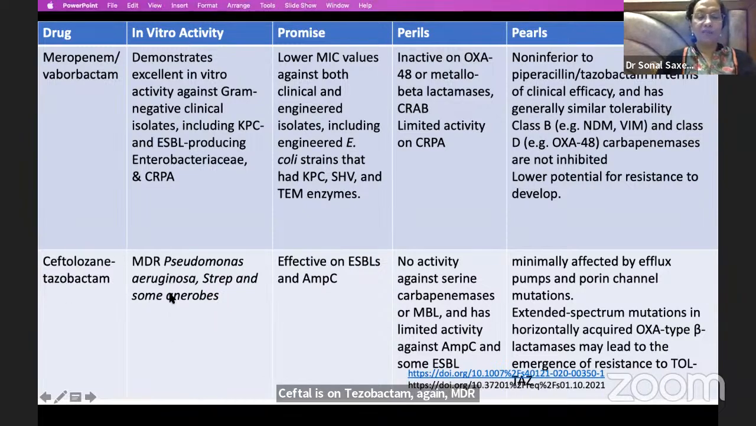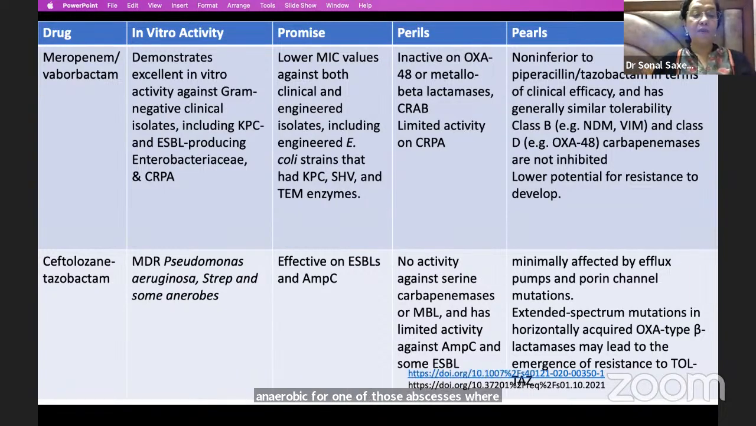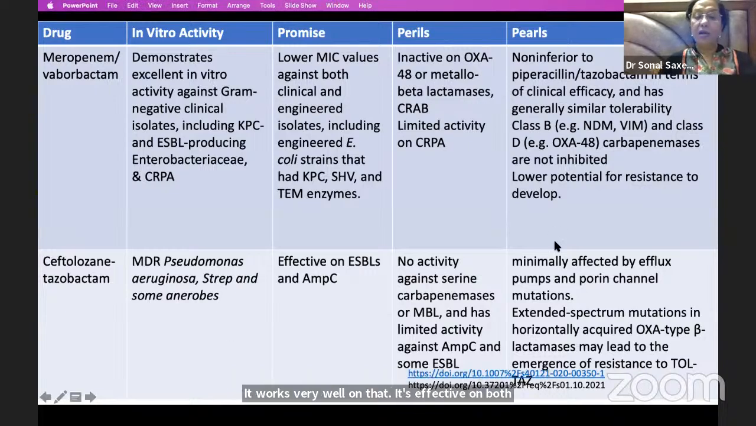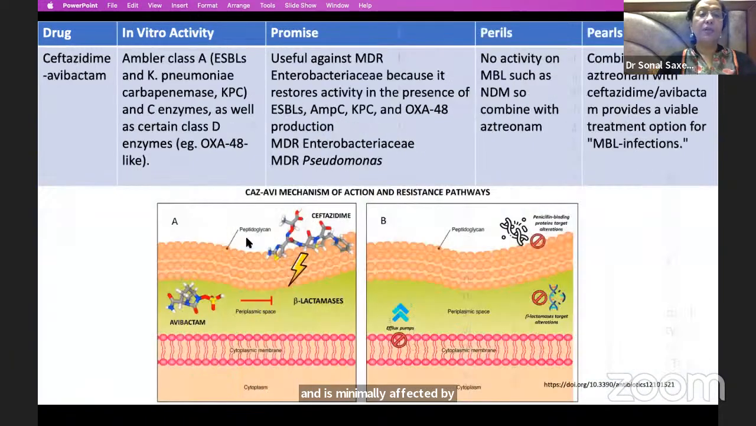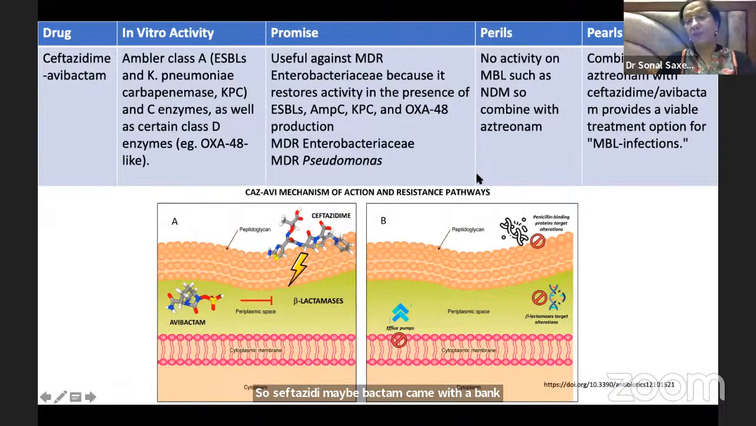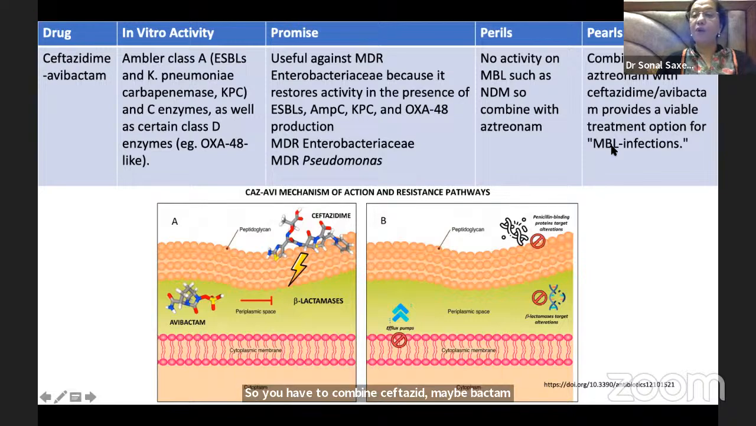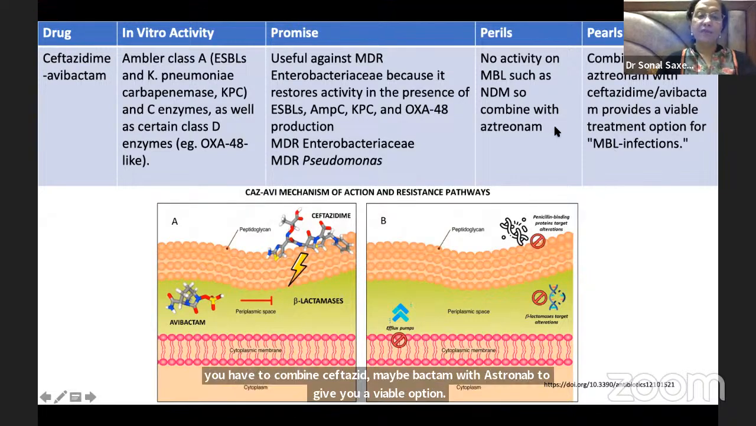So it will be very good for gut infections, for one of those abscesses where you expect certain anaerobes as well as Pseudomonas. So it works very well on that. It's effective on both ESBL and AmpC, but it again has no activity on carbapenemases or MBL and is minimally affected by efflux pump. So that is one pearl about it. Ceftazidime-avibactam came with a bang, but it has no activity on NDM, and the majority of our isolates, as per the available literature, are NDM. So you have to combine ceftazidime-avibactam with aztreonam to give you a viable option for these MBL infections.